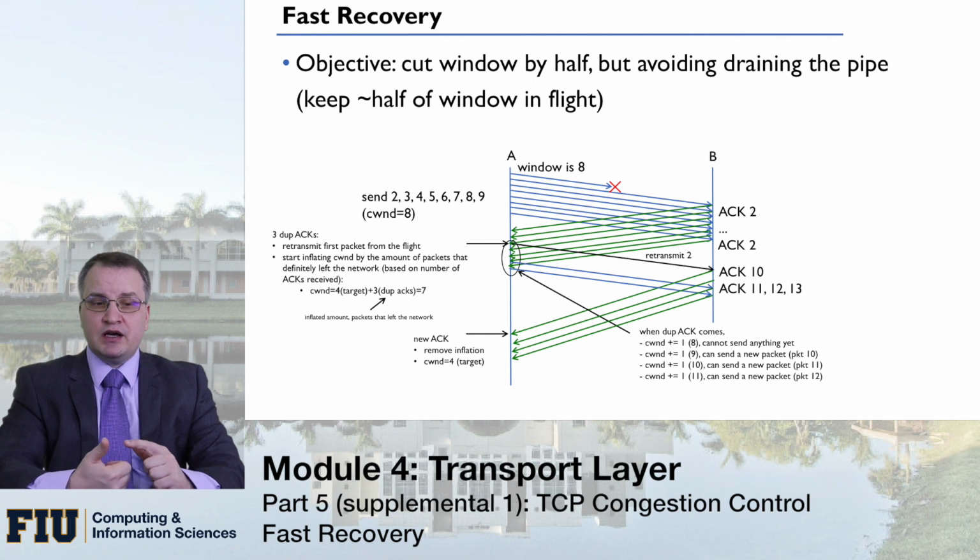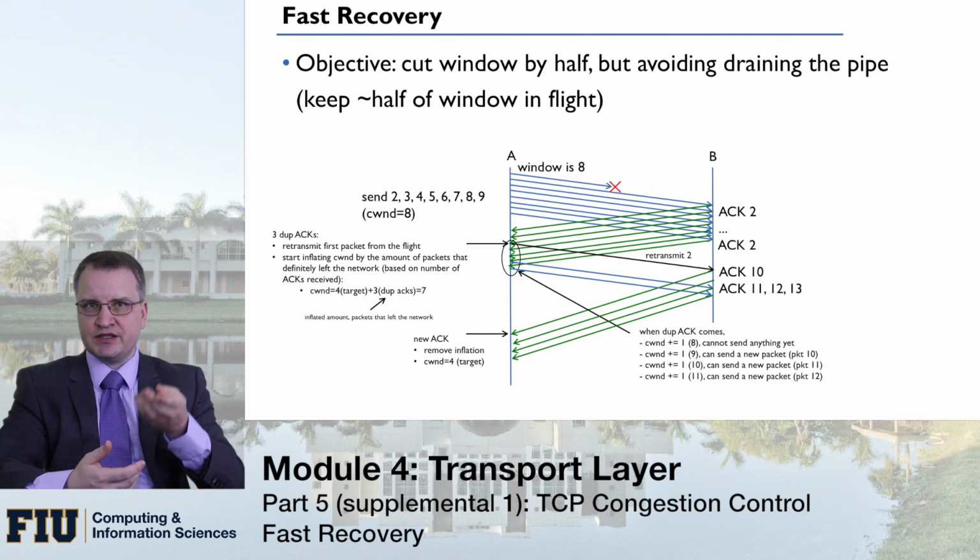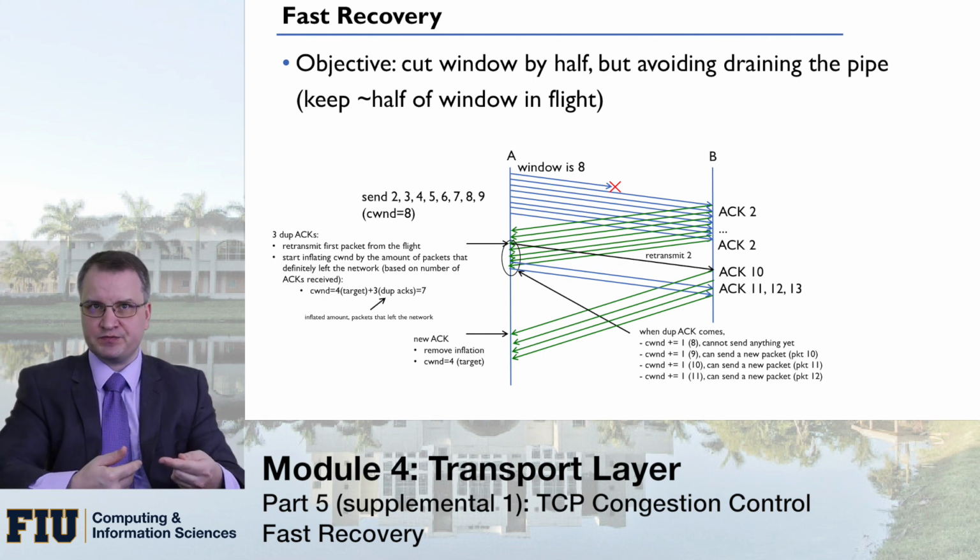One thing that you can do is use received acknowledgements to indicate that some packet left the network. You just know that those packets left the network, so you can potentially send something. There's a tricky mechanism that was introduced during this stage, the so-called inflation of the congestion window. When the loss is detected, as shown in this picture, you receive 3 acknowledgements acknowledging something previous. So you keep receiving ACK 2, ACK 2, ACK 2.